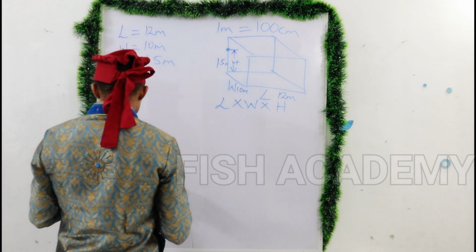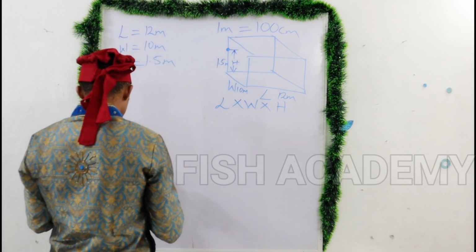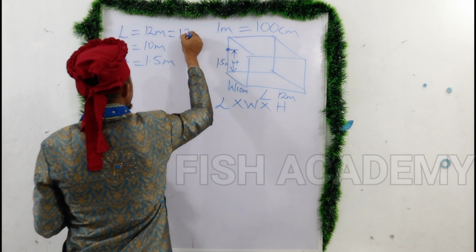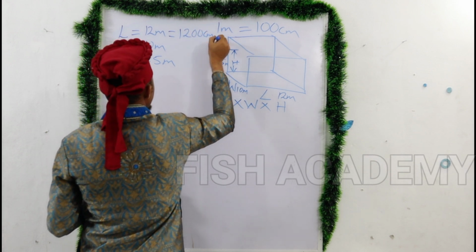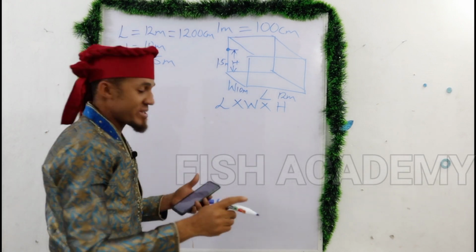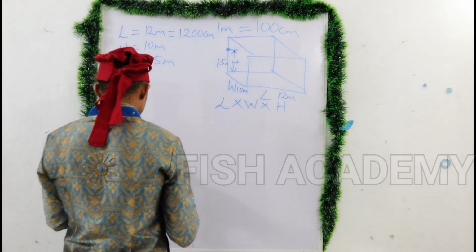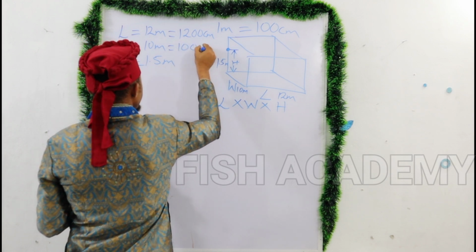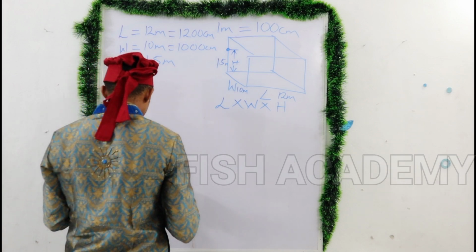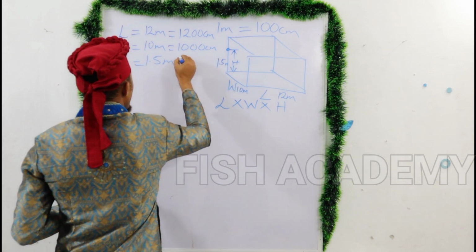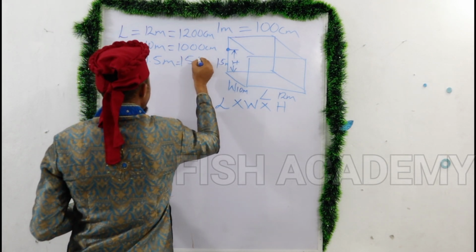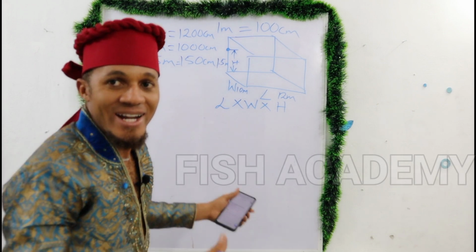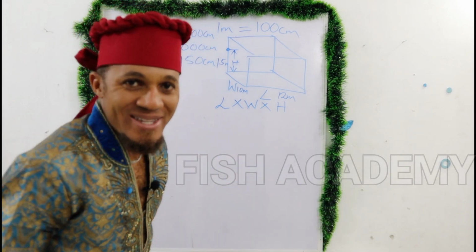So you go to your table and input 12 meters, and we now have 1,200 centimeters. Don't forget we are converting. Then you do that for the 10 meters, and it gives you 1,000 centimeters. And then you go for the 1.5 meters, you convert, and it gives you 150 centimeters. So now we have our length, breadth, and height in centimeters.